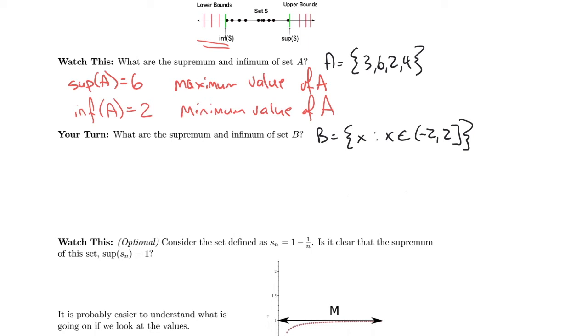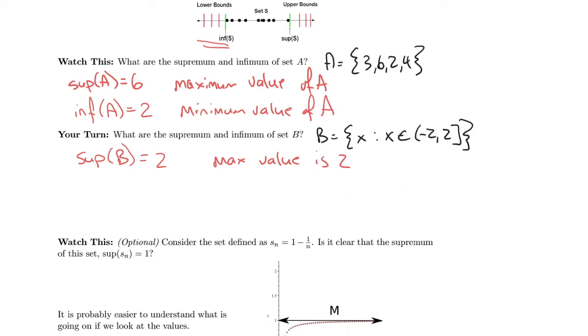Now, I tell you what, take a moment here, and I want you to try to find the supremum and infimum of set B. So you might want to pause the video and have a quick look at that. So let's take a look at the supremum of set B here. In this case, once again, it's pretty obvious what that's got to be because set B has an obvious maximum value. The max value is 2, and 2 is part of the set.